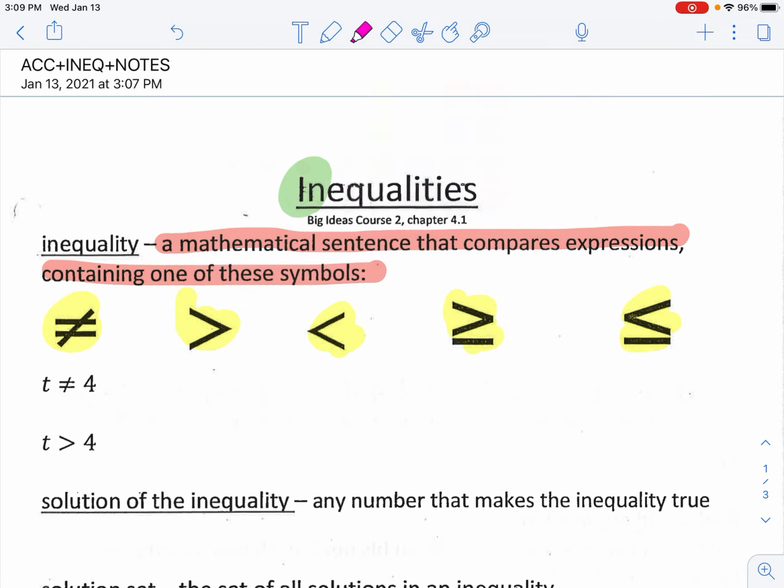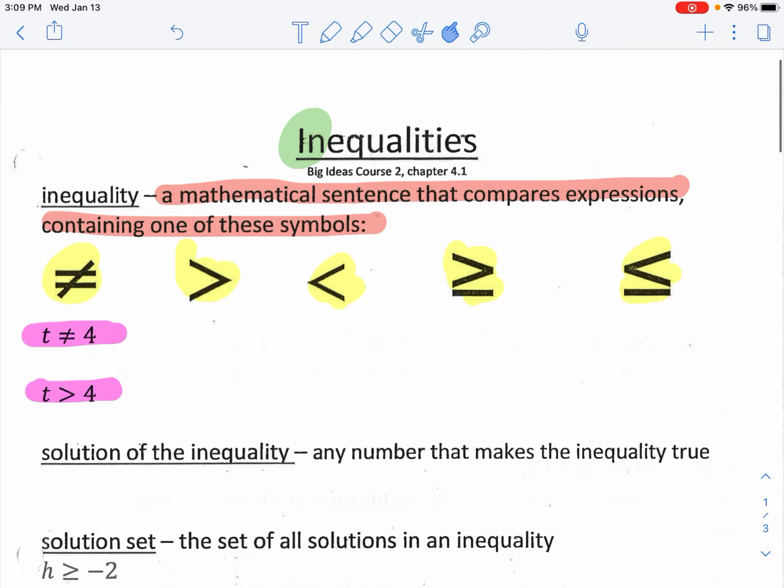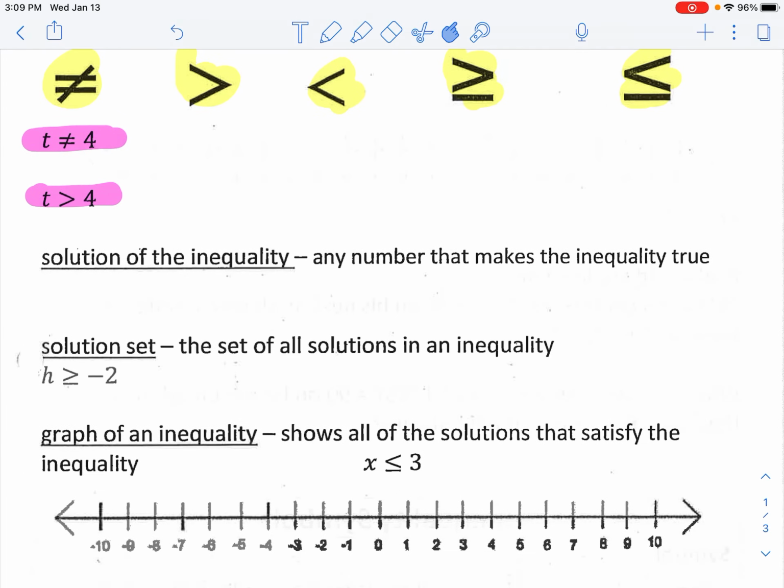So if we look at this one right here, this is read t is not equal to 4. And the second one is t is greater than 4. Well, if t is greater than 4, t can't equal 4, right? That's why they're inequalities. So the two sides are going to equal something different.